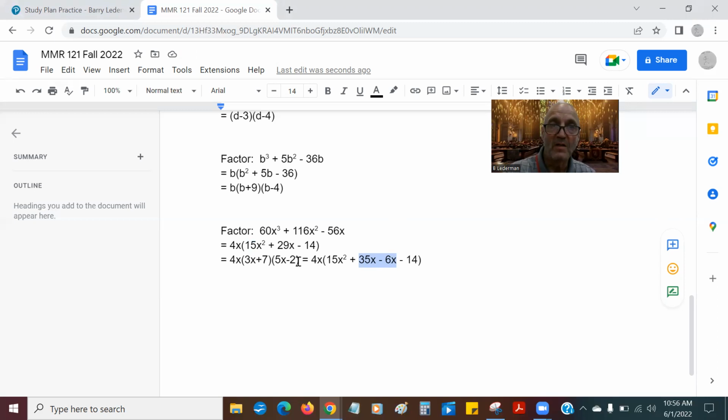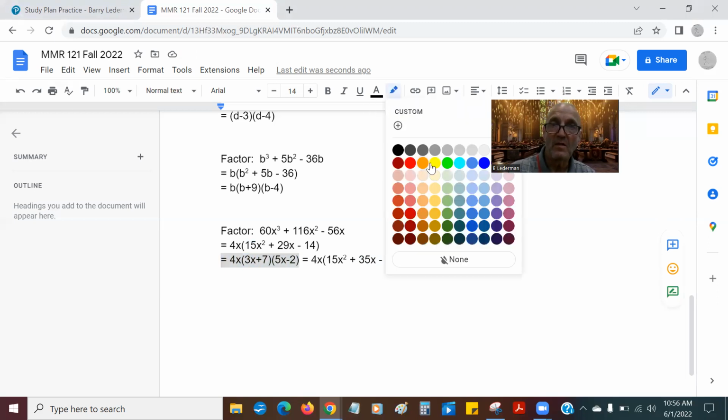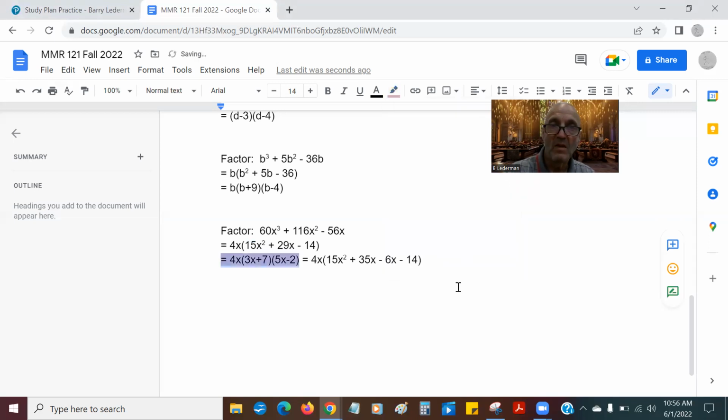Anyway, the final answer is that 60x to the third plus 116x squared minus 56x winds up being 4x times 3x plus 7 times 5x minus 2. And that works.